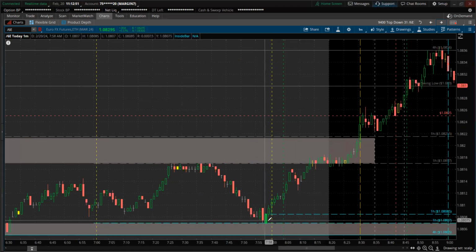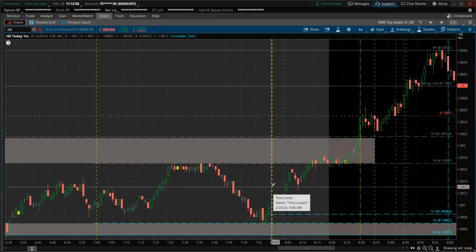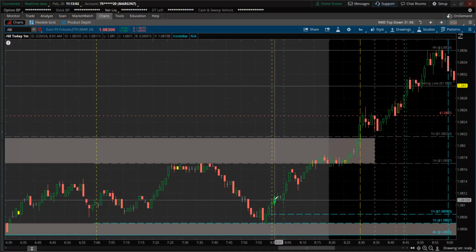So again, here the 8 o'clock. And then I liked it, that consolidation. I went long right there during that 8 o'clock, a few seconds after the 8 o'clock, but during that 1 minute, I went bullish, bought the position, got in a scalp.